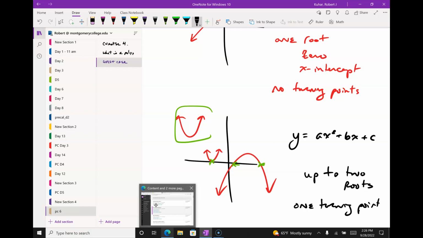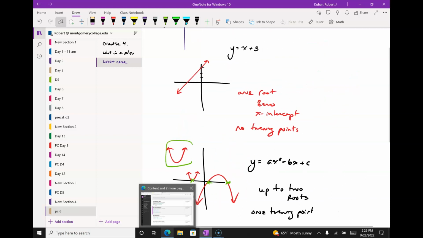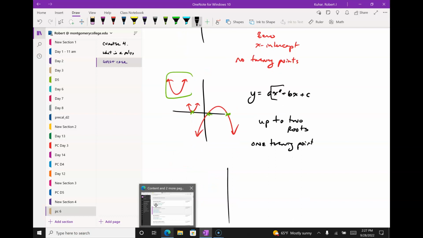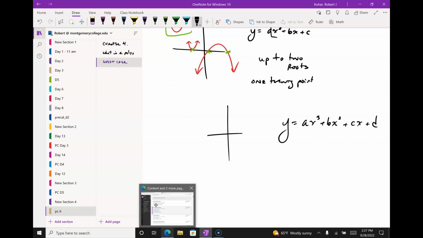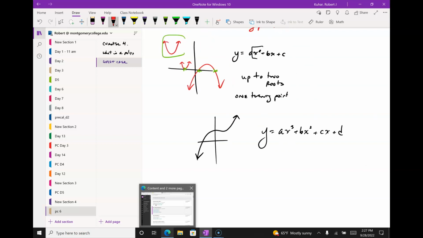So we kind of are seeing a pattern here, right? This is an x to the 1. This is an x squared. Let's go to x cubed. So y equals ax cubed plus bx squared plus cx plus d. I could do this, right? I could do something like this. So I'm just showing you worst case scenario. And it's kind of fun to play around with this.